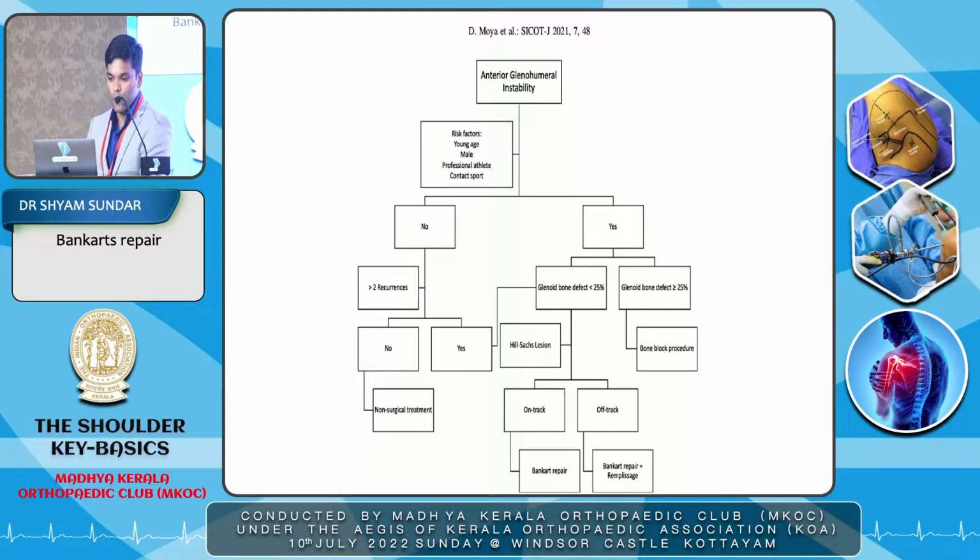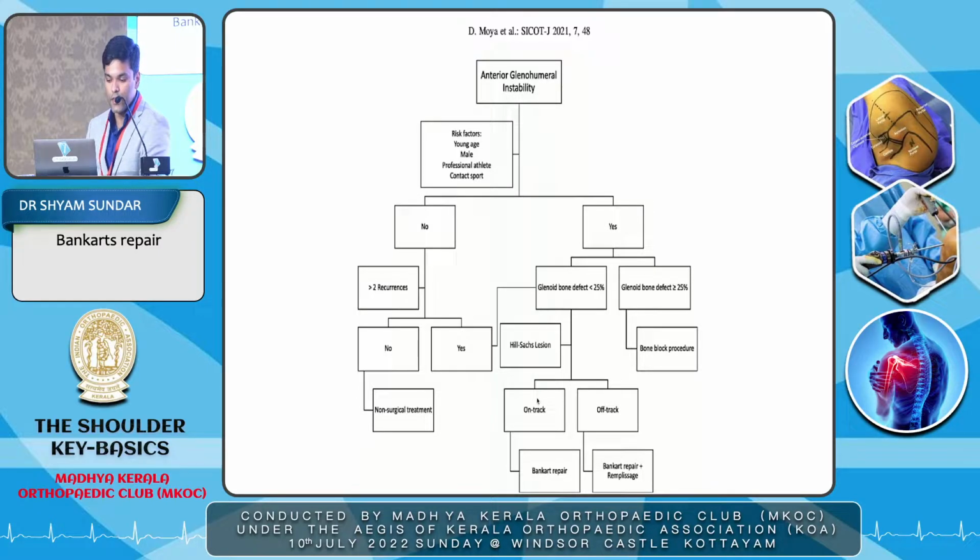And hence, I usually follow this algorithm. So any patient who comes to you with anterior glenohumeral instability, check on the risk factors. The most important risk factors are young age, male sex, professional athlete and contact sport. If yes, definitely they need surgery, and that surgery will be decided on the amount of glenoid bone loss they have. If they have more than 25% bone loss, go for a bone block procedure. If they have less than 25% bone loss, check on the glenoid Hill-Sachs tracking.